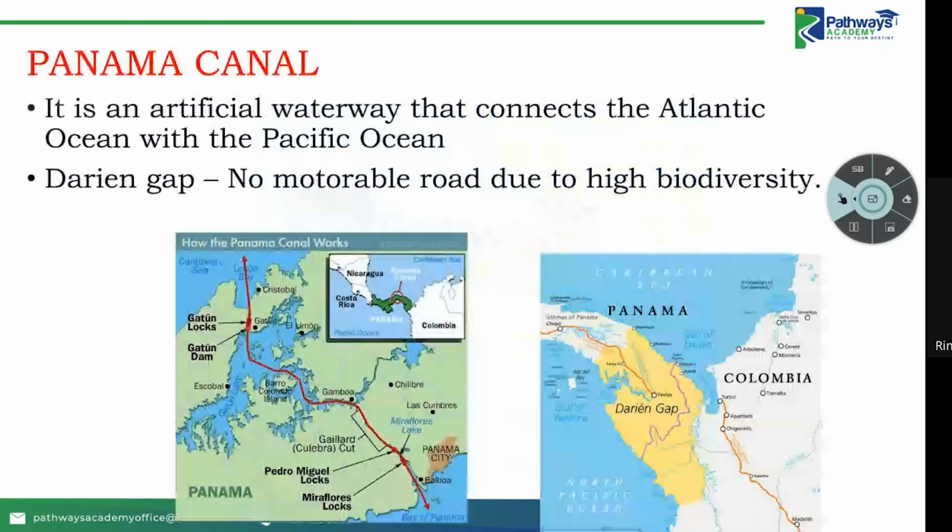Gabon, no need to. Next is Panama Canal. Actually, Panama Canal is in the news because it is drying up due to climate change. That's why Panama Canal is in our newspaper. If there is some news related to climate change, you should give it more importance because UPSC always asks questions from climate change.